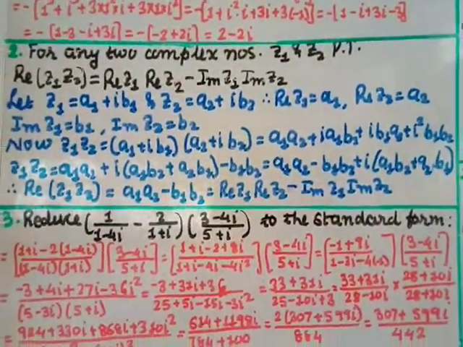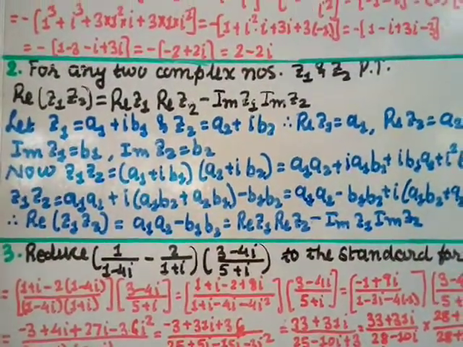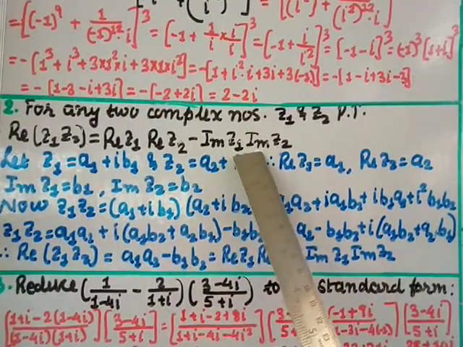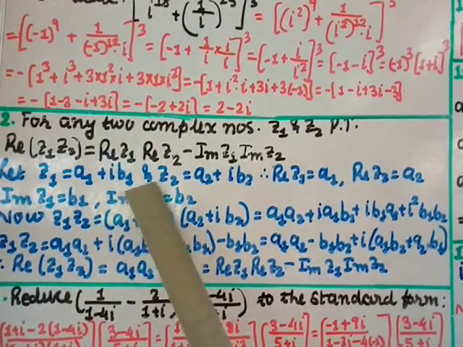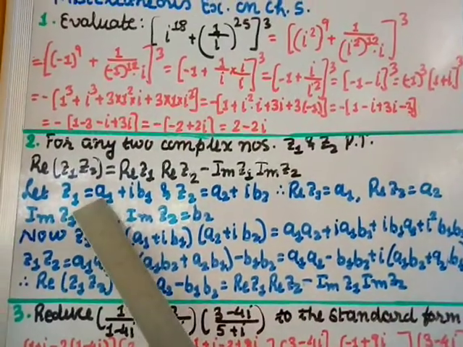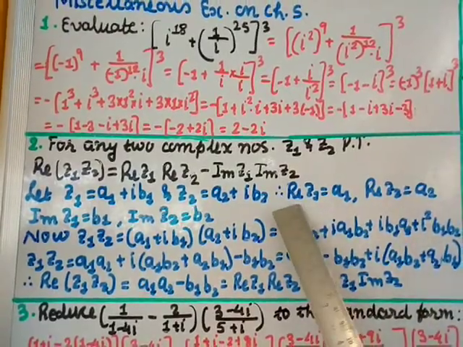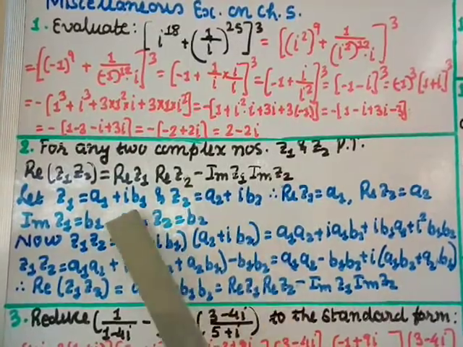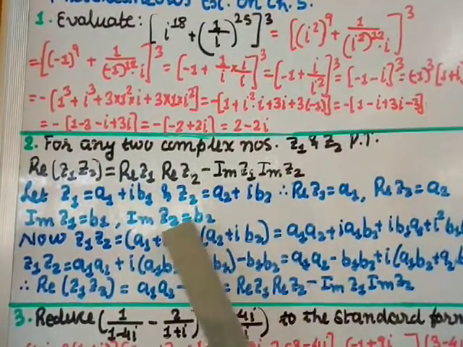Question number 2. For any two complex numbers z1 and z2, prove that real of z1 z2 equals real of z1 real of z2 minus imaginary of z1 imaginary of z2. Let z1 equal to a1 plus i b1 and z2 equal to a2 plus i b2. We are considering two complex numbers where this is the real part of z1 and this is the real part of z2. I have written here real z1 equal to a1 and real z2 equal to a2, and these are the imaginary parts. So the imaginary part of z1 is b1 and the imaginary part of z2 is b2.